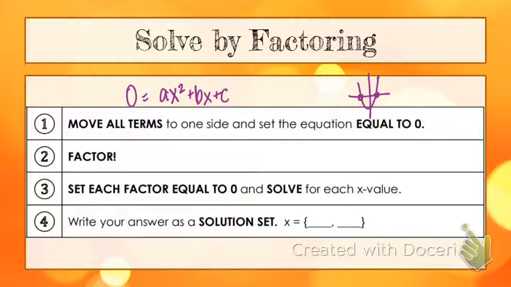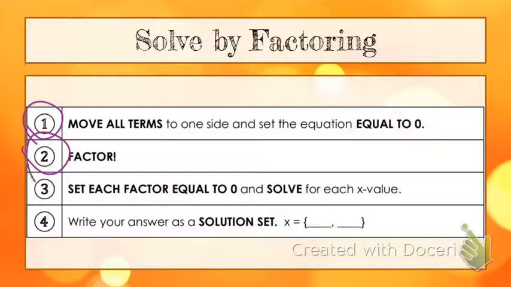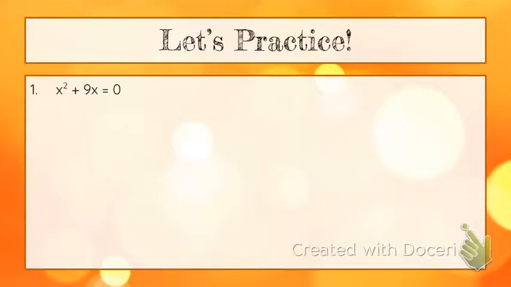All right, so these are our steps. You can pause and write them down if you want to real quick, but we're going to use them a lot, so you'll get used to it. You have to move all terms to one side and set the equation equal to 0. Factor the equation. Set each factor equal to 0 and solve for each x value. And then write your answer as a solution set. These little squiggly brackets mean that this is a set of numbers. So x equals the set of numbers, and we'll write our answers in those blanks. Okay? So let's just go ahead and dive right in and start practicing.